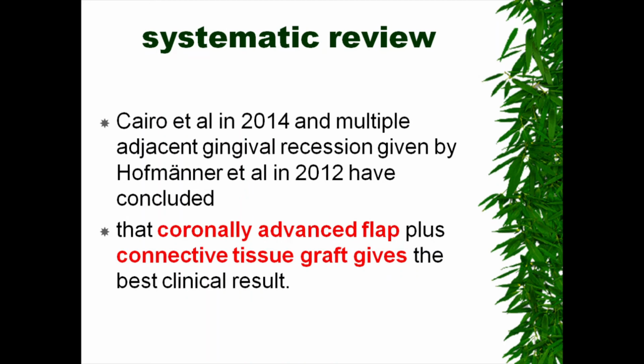A systematic review is a summary of all the literature on a particular topic that meets predefined eligibility criteria. So if you look at the systematic review of the treatment of gingival recession coverage, the coronally advanced flap plus connective tissue graft gives the best clinical result.